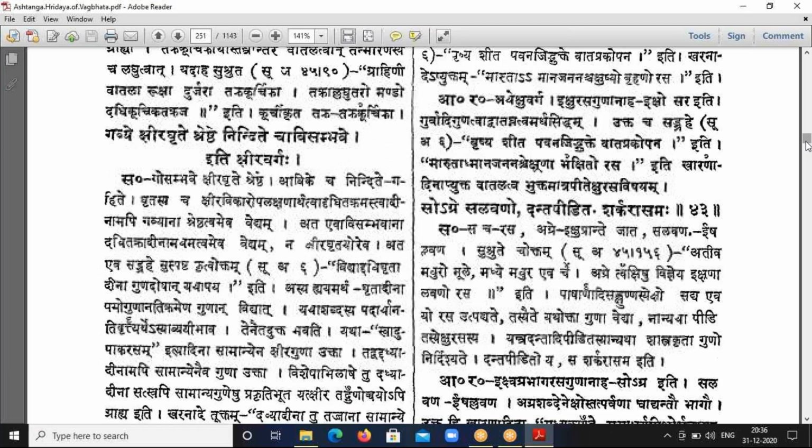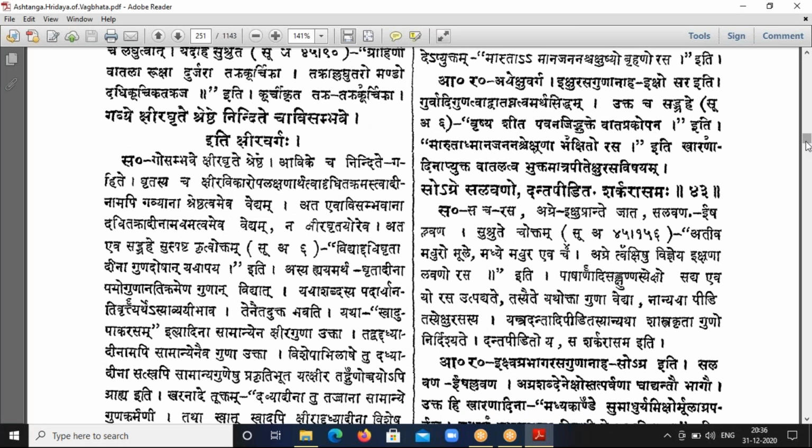So agre salavanaha. In both Ashtanga Hrudayam and Ashtanga Sangraham, we will find the same explanation. Agre means, if you take the piece of sugarcane stem between two consecutive ribs, then that portion near the ribs is known as agra. Agre means near the ribs.